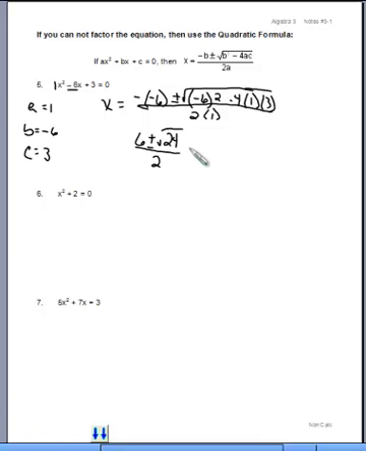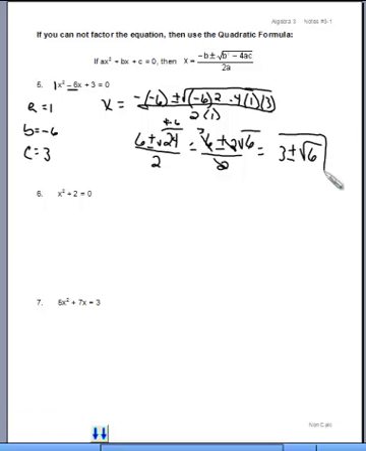Now the square root of 24 simplifies. 24 is 4 times 6. I'm going to write that up here. 4 times 6. So we can take the square root of 4. So that comes to be 6 plus or minus 2, because that's the square root of 4, times the square root of 6, all of that over 2. Now, 2 will divide into 6 3 times, and 2 will go into 2. So the answer is 3 plus or minus the square root of 6. That's your answer.